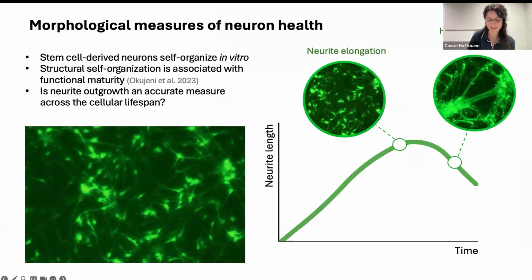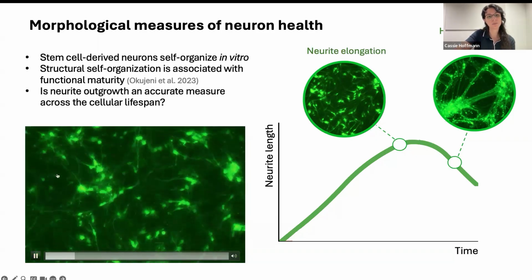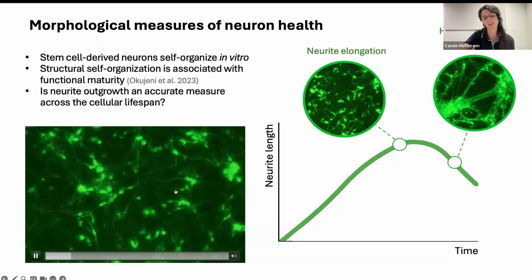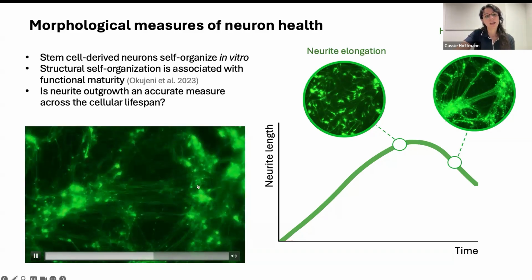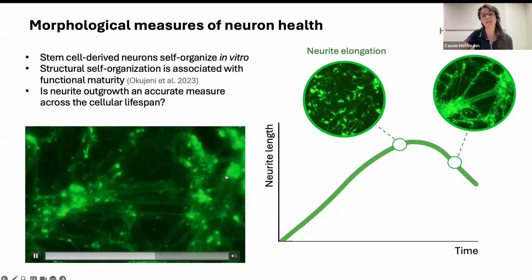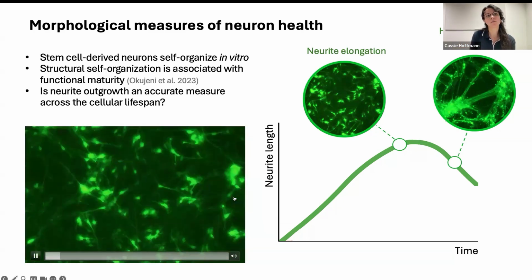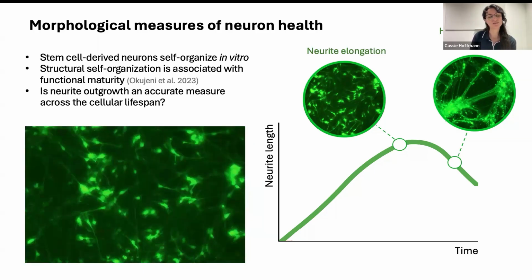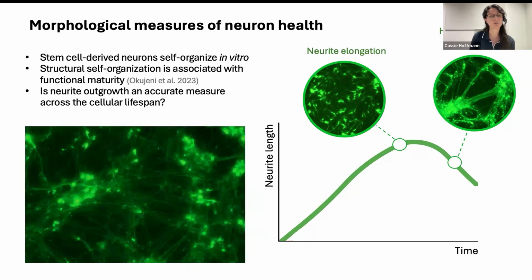So, onto my research. I'm interested in morphological measures of neuron health. I work with neurons derived from human embryonic stem cells, and when we culture these cells in vitro, they like to actually organize into these networks over time. This happens during maturation and differentiation. And we know that this morphological network structure is actually associated with functional maturity. So really its entire purpose is to optimize communication throughout the network. And we know that from a lot of different kinds of studies, electrophysiological studies, calcium imaging studies, etc.